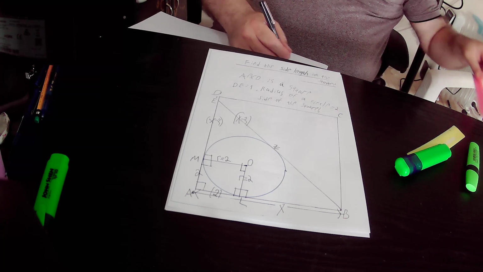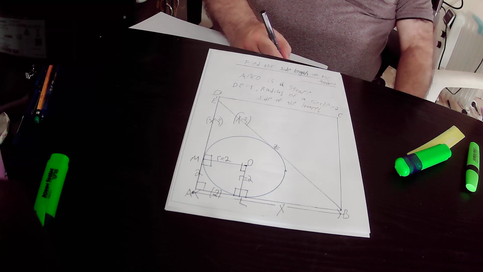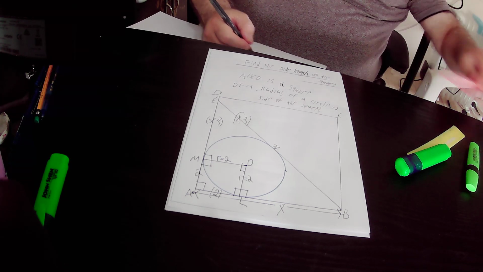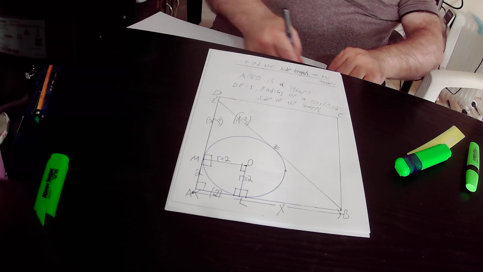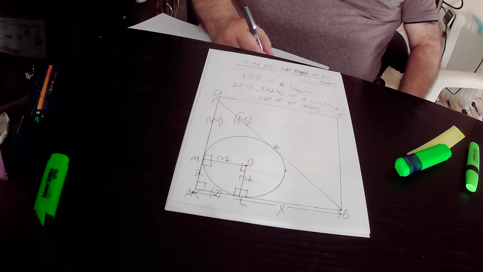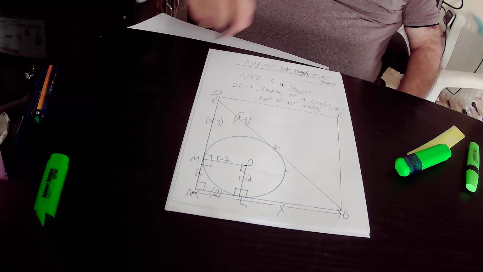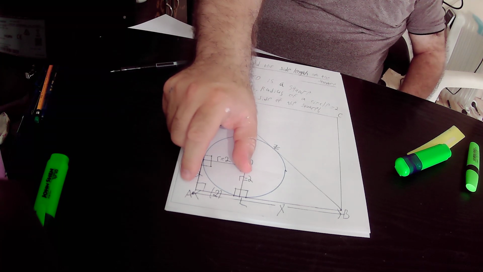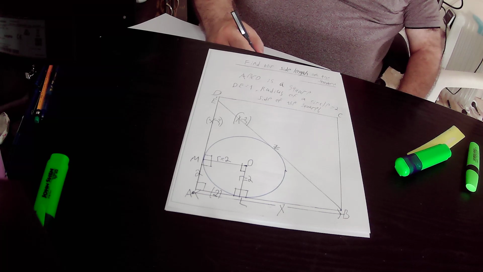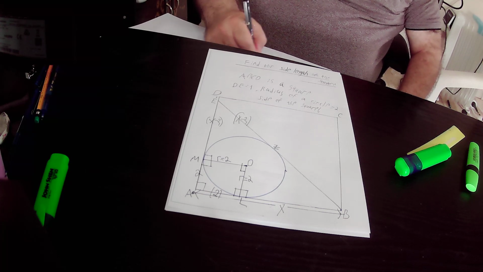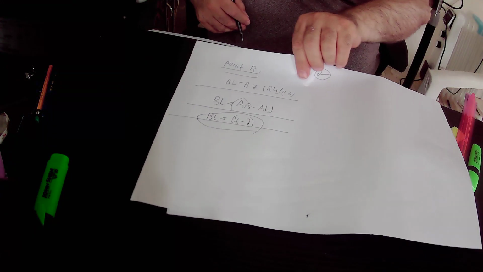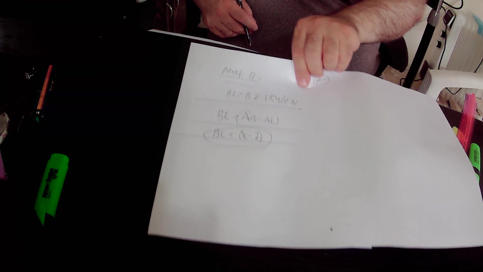So actually BL equals AB, which is x according to our definition, minus AL. We have already found out that AL equals 2, so we substitute AL by 2. So in conclusion, we found out that BL equals x minus 2.